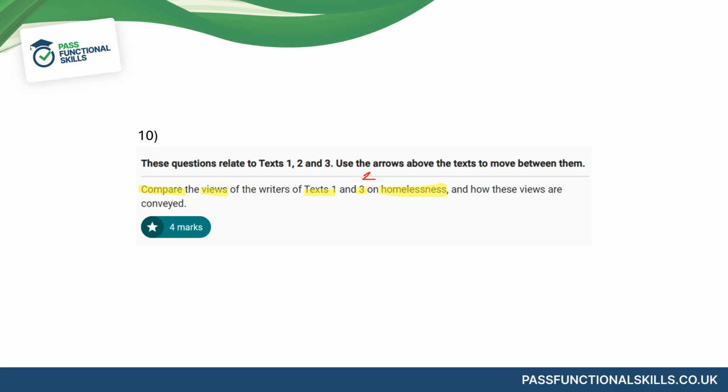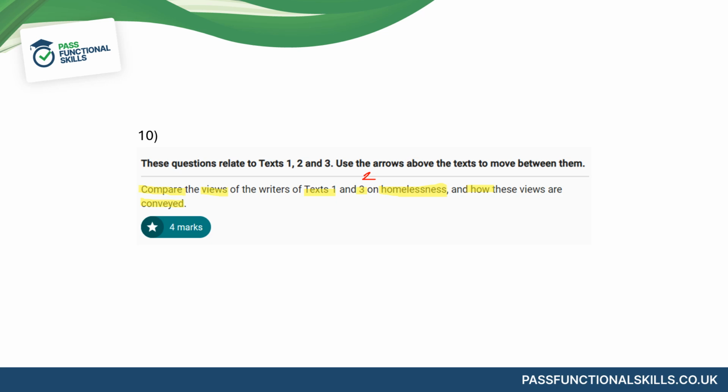And our next 2 marks come from the second part of the question. So how these views are conveyed. Now, a lot of students are not sure what that word conveyed means and it throws them off a little bit. Conveyed just means how are the views put across. So in other words, what methods do the writers use in order to put across their views?